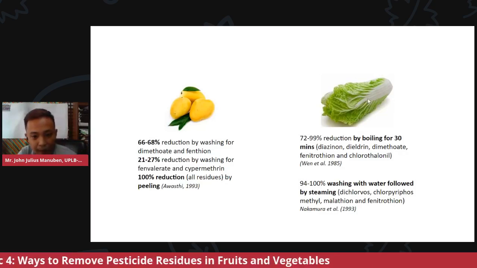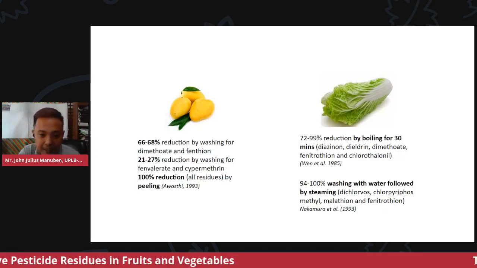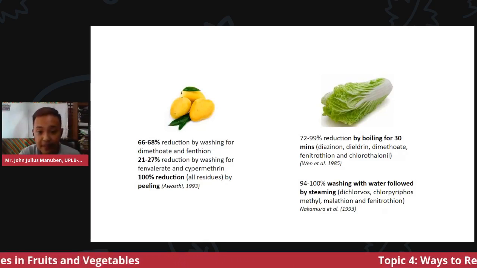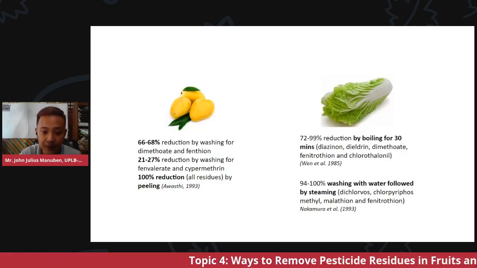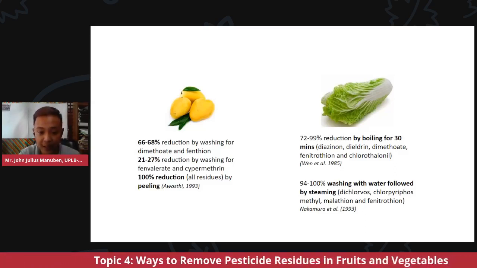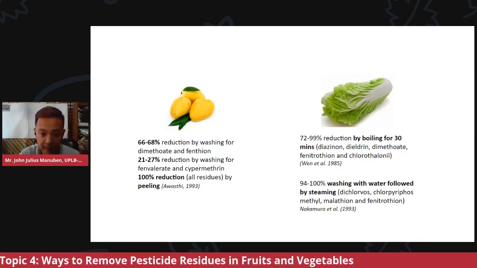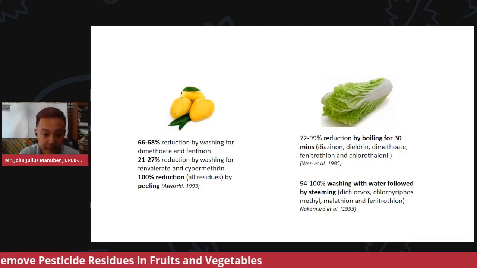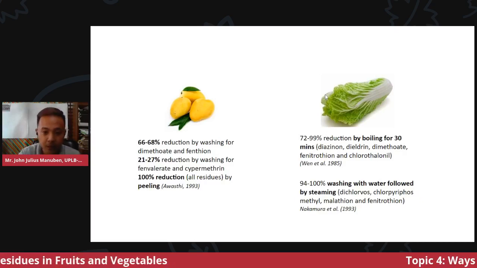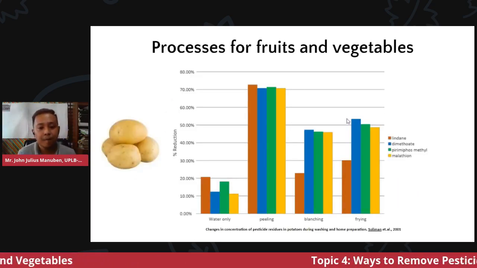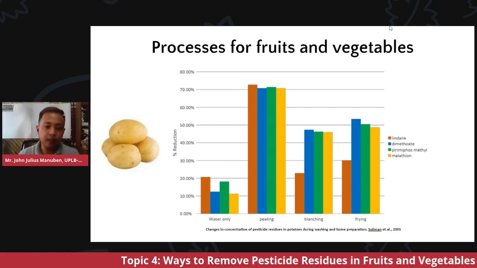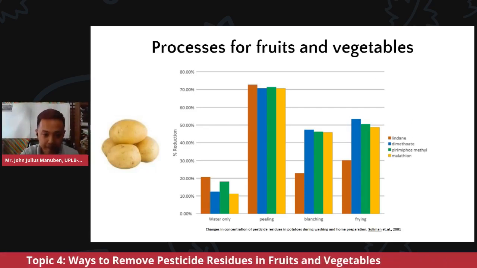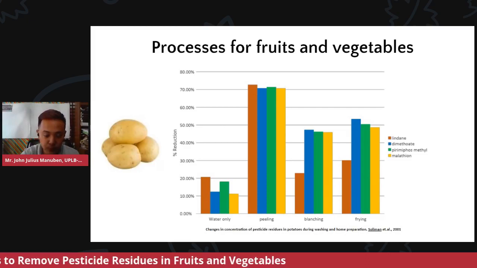And then for Chinese cabbage, around 72 to 99% reduction by boiling for 30 minutes. And 94 to 100% washing with water followed by steaming. So dichlorvos, chlorpyrifos methyl, malathion, and fenitrothion. So let's look naman dun sa comparison nung different processes and dun sa washing with water only. So ito yung continuation nung kanina.